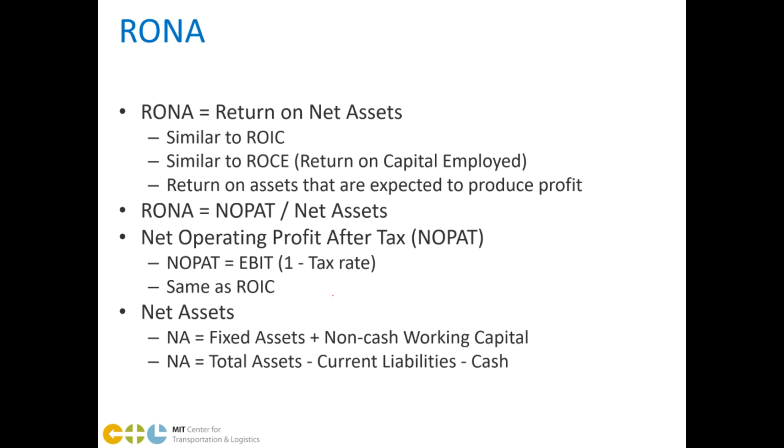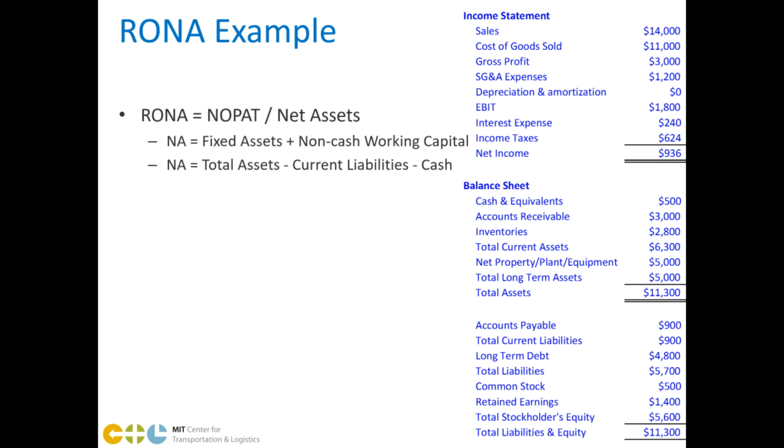Net assets can be defined a couple different ways, but what we're trying to do is look at the fixed assets plus any non-cash working capital. Or another way of calculating that is looking at the total assets and subtract out the current liabilities and the cash, which are non-cash working capital. So let's do this example with the same company using RONA. So we're going to get the same NOPAT as before. Remember that was equal to 1,080. It's our EBIT times 1 minus tax rate.